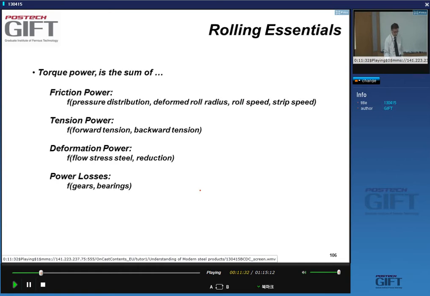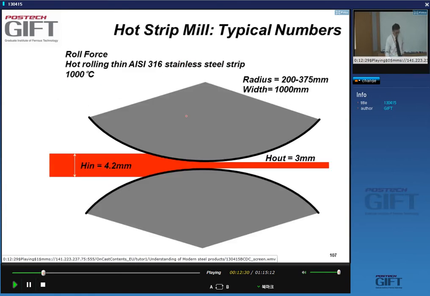Now, this force, these newtons, will of course determine the power that you need to install to do the rolling. It's provided, as we'll see, via torque on the rolls. The total power that you need to install is of course the sum of friction power, the tension power, since there may be tension on the strip, the deformation power, which we just calculated, and there can also be losses. So deformation only gives you a basic value of the power you have to provide to roll the material.